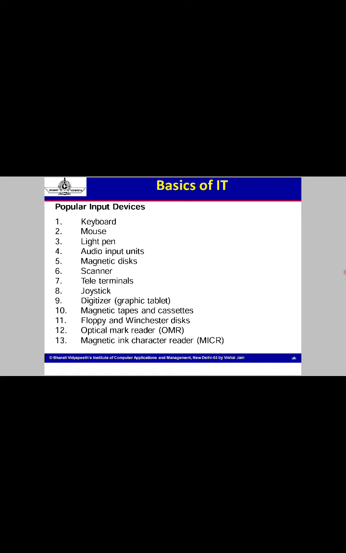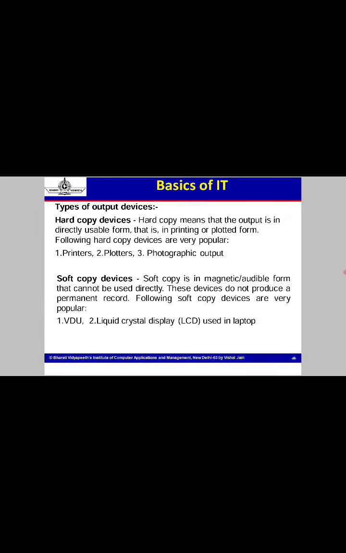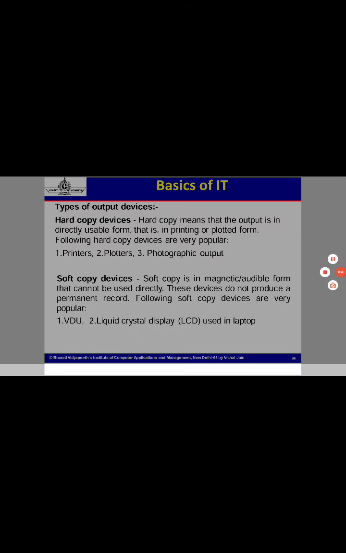First of all, we start with input devices. What are the popular input devices? Keyboard, mouse, light pen, audio input devices, magnetic discs, scanners, teleterminals, joysticks, magnetic tapes, floppy and Winchester discs, optical mark readers, OMR, magnetic ink character readers, MICR. So these are the popular input devices connected to a computer.